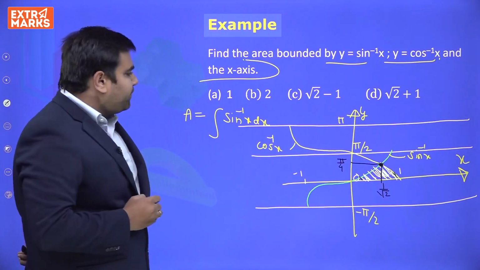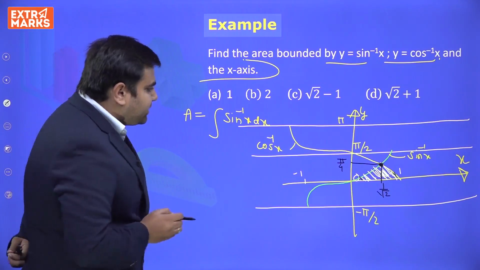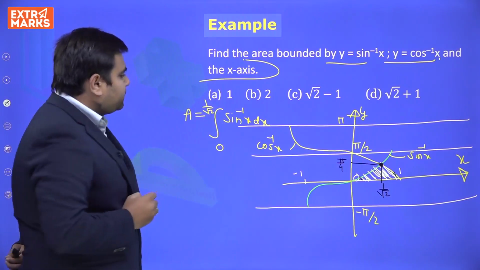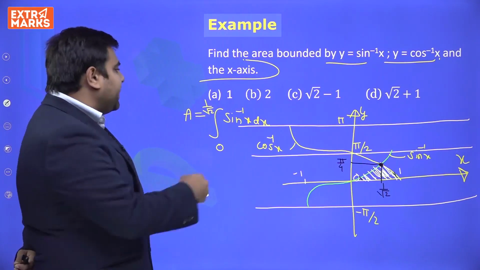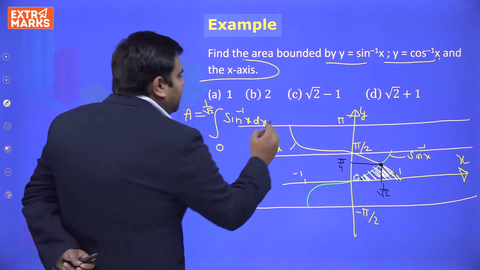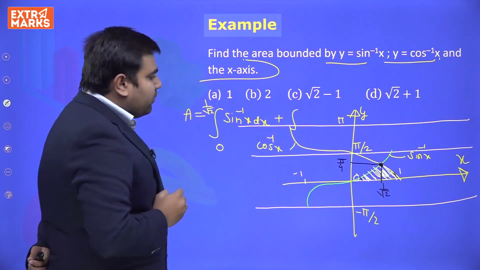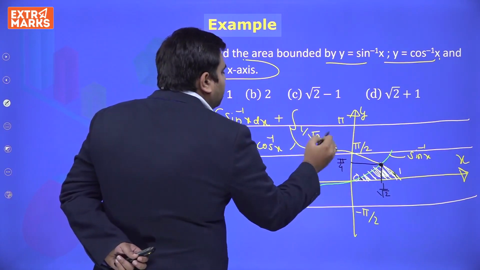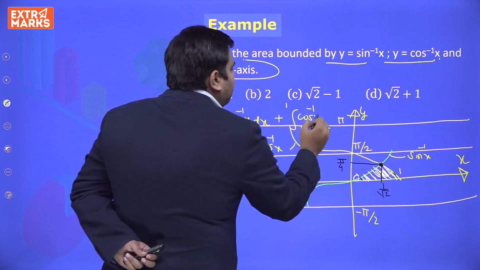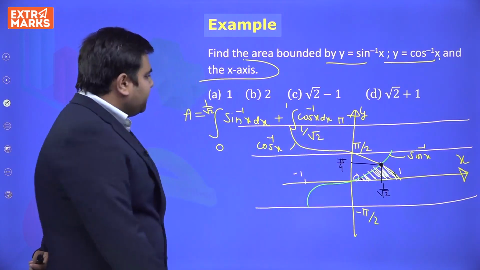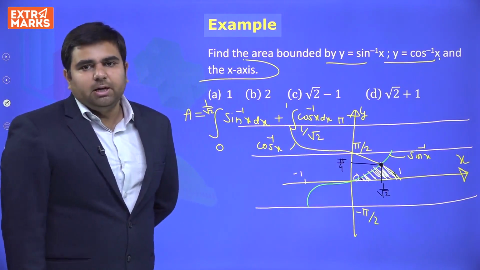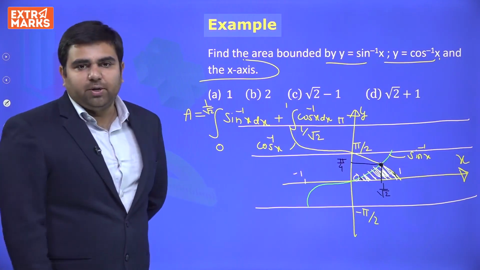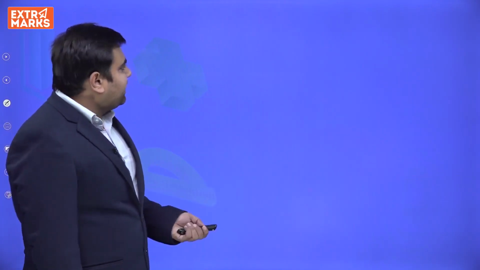So one method is to integrate sine inverse x between 0 to 1 by root 2, and between 1 by root 2 to 1 integrate cos inverse x with respect to x. So in this way we can obtain the area, right? Now the main part is how to integrate these two expressions which I have written over here, right? So let's quickly have a look at it.